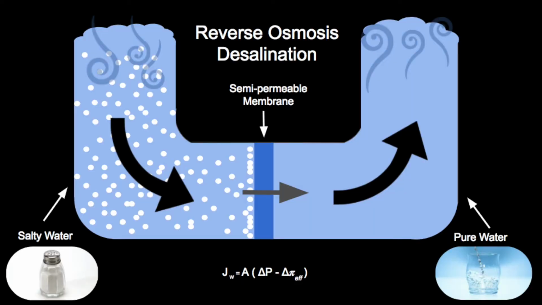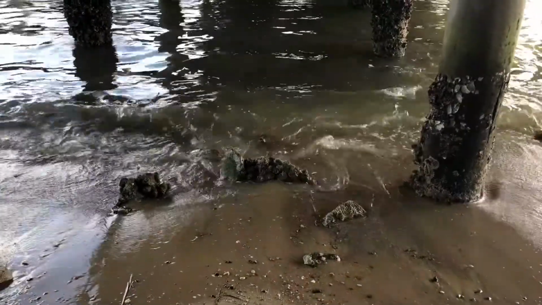Osmosis means the process where molecules in a solvent pass through a semi-permeable membrane, which only allows certain things to pass, from the less concentrated side to the more concentrated one. In this case, the water, the solvent, passes through, while the salt, the solute, remains behind.